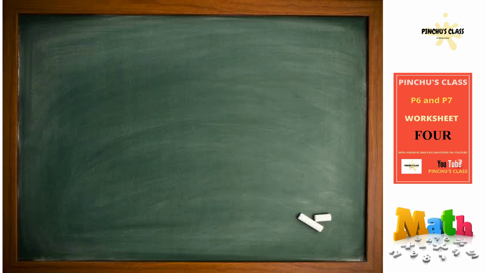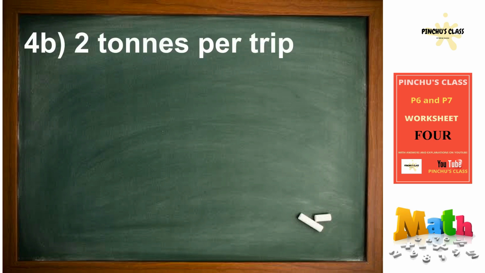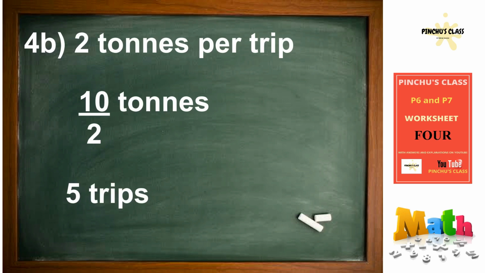If a pickup carries 2 tons per trip, work out the number of trips the pickup will make to transport the whole flour from the milling machine to his shop. So we have already known that he has 10 tons of maize flour. So we are going to just get the 10 tons divided by the 2 tons. That means we are going to get 10 divided by 2, which gives us 5 trips.